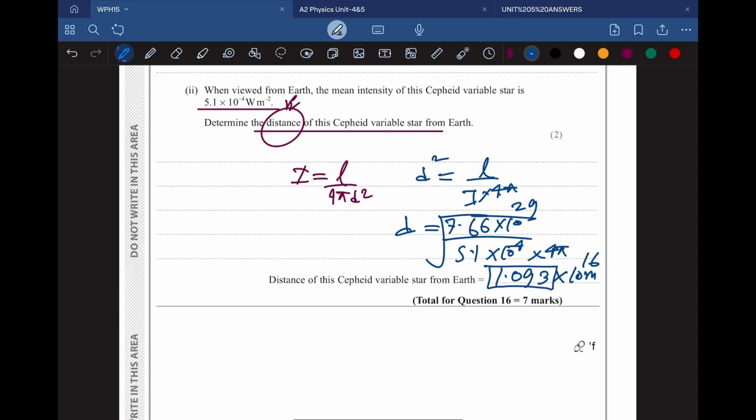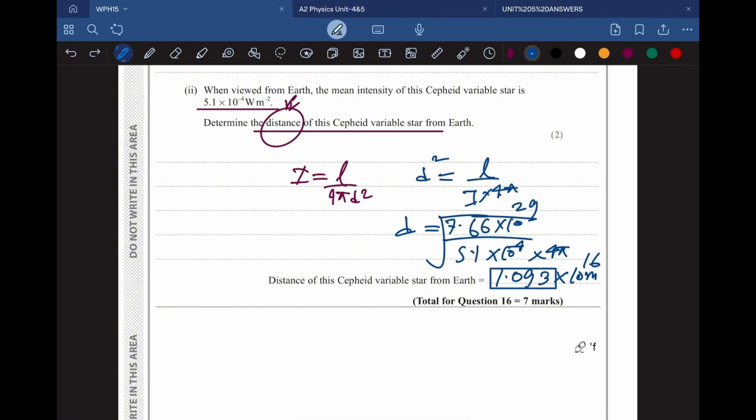Okay, this is basically our answer. Now the final will be 1.1 into 10 to the power 16, because the data provided, which is 5.1 into 10 to the power minus 4, is in two significant figures. That's why our final answer will be in two significant figures as 1.1 into 10 to the power 16 rather than 1.093, which is four significant figures. Your answer should be the same as the data provided in the significant figures of the data provided.